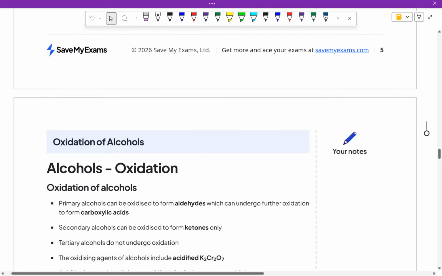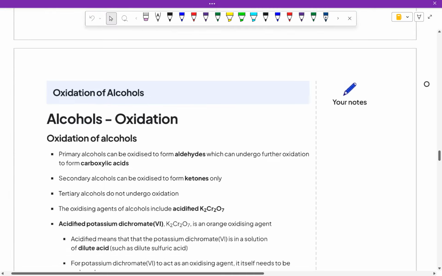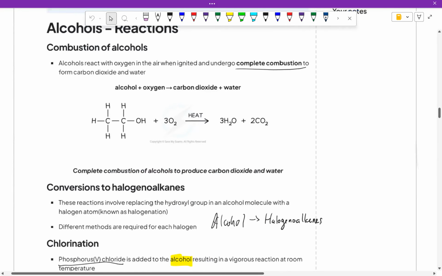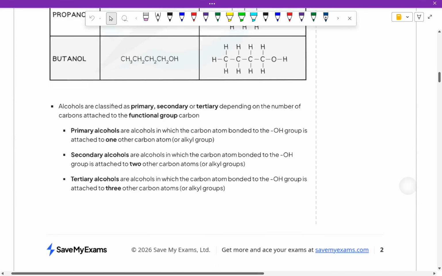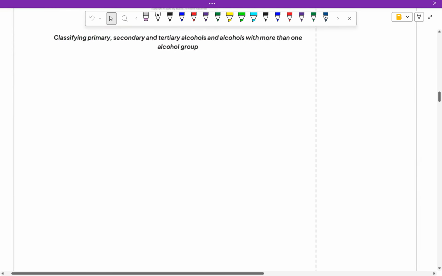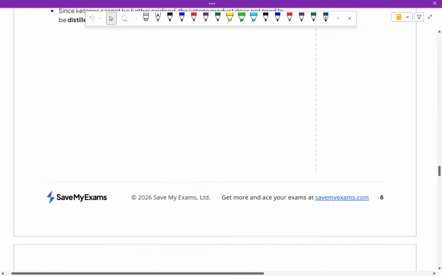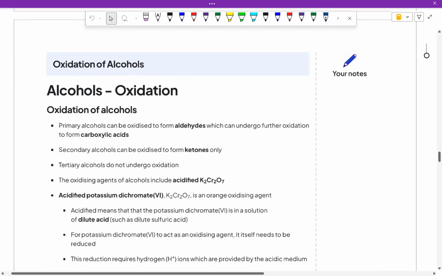Okay, so in this video we will talk about the oxidization of alcohol. Just a quick note, oxidization in alcohols is categorized in three types, according to the classification of the alcohol. It's according to primary, secondary, and tertiary.